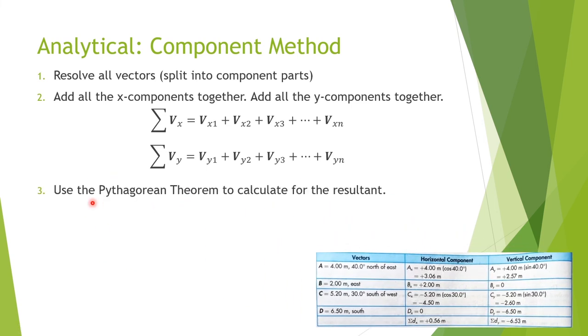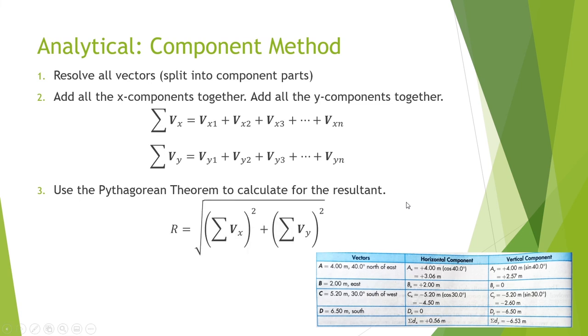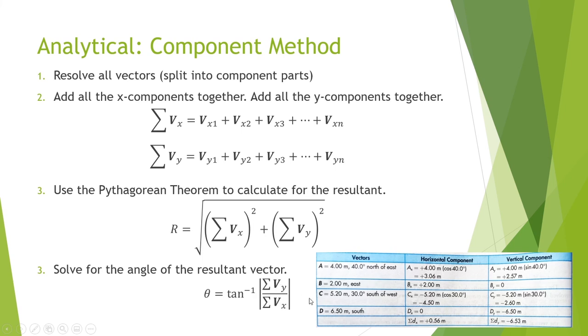Step number 3, use the Pythagorean theorem to calculate for the resultant. It looks fancy, but for this example, it's much simpler. It just says that whatever value you got here, you put it inside. This value inside, this value inside. Very easy.